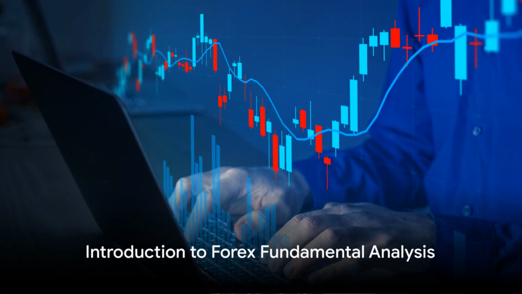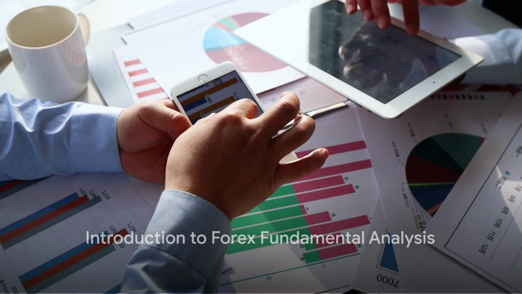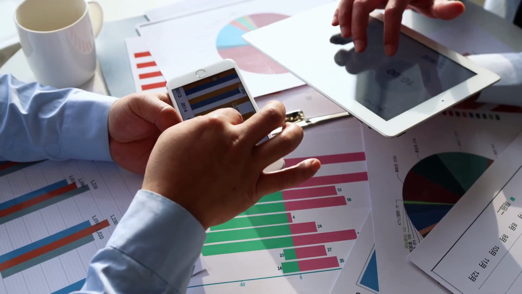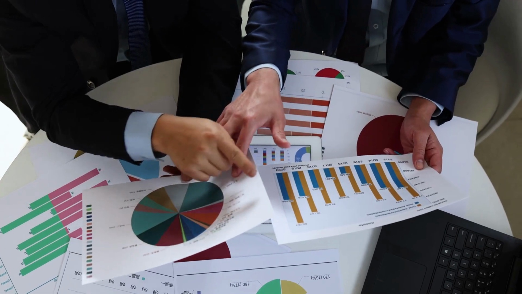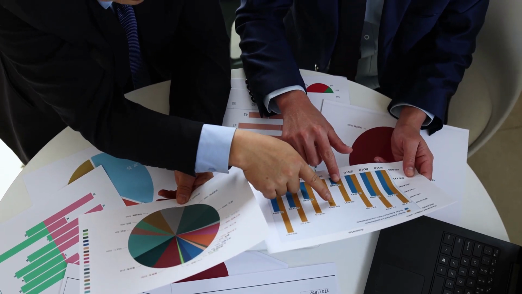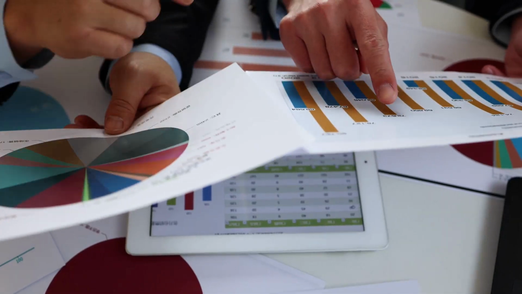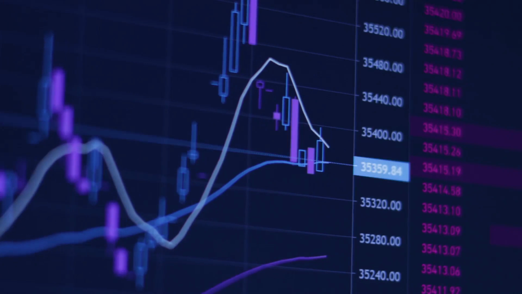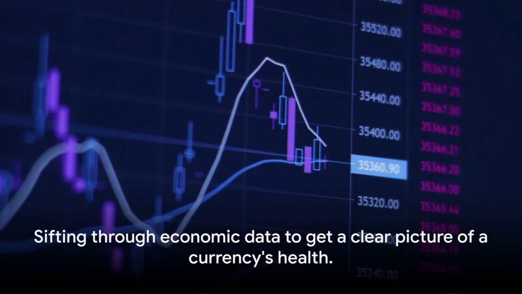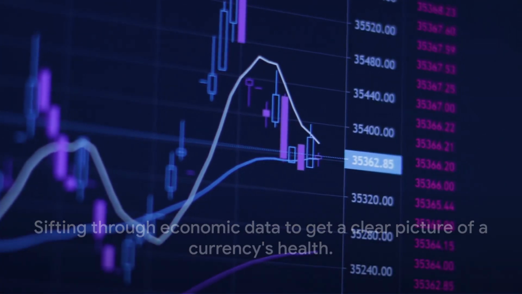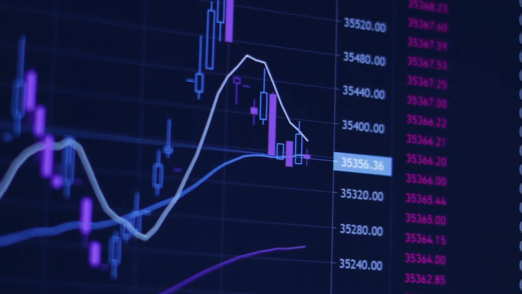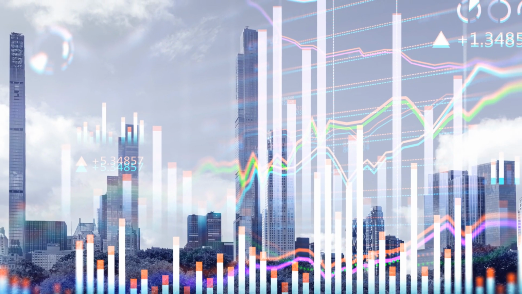Ever wondered how economic conditions of a country can predict the future value of its currency? Welcome to the world of Forex fundamental analysis. This is the method that seeks to forecast the future value of a currency by analyzing a country's economic indicators. It's a bit like being a detective, sifting through economic data to get a clear picture of a currency's health.